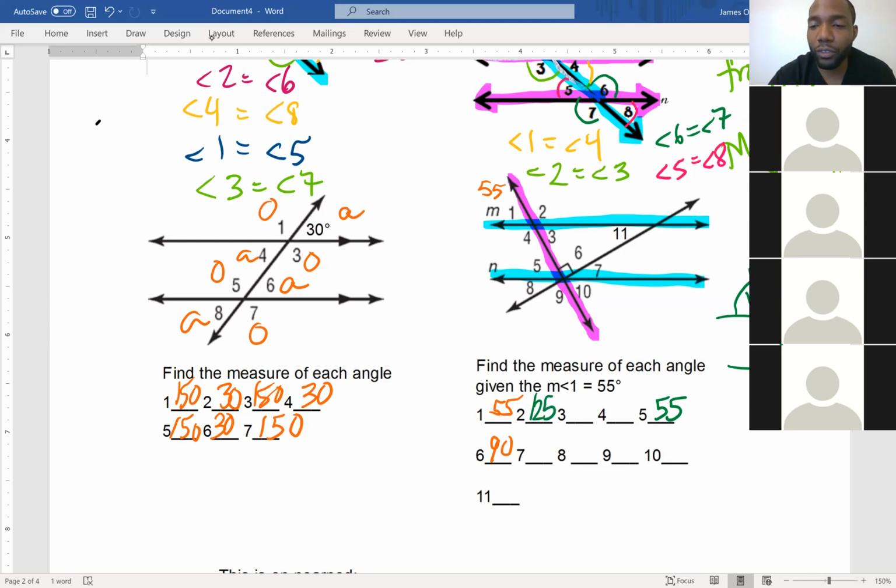All right. Angle 1 and angle 3 are what type of angles? Vertical. So if angle 1 is 55, angle 3 has to be what? 55. Good. Angle 2 and angle 4 are what type of angles? Vertical. So if angle 2 is 125, angle 4 has to be what? 125. Good. Angle 5 and angle 10, which is this angle right here, are what type of angles? Vertical. So if angle 5 is 55, angle 10 has to be what? 55.